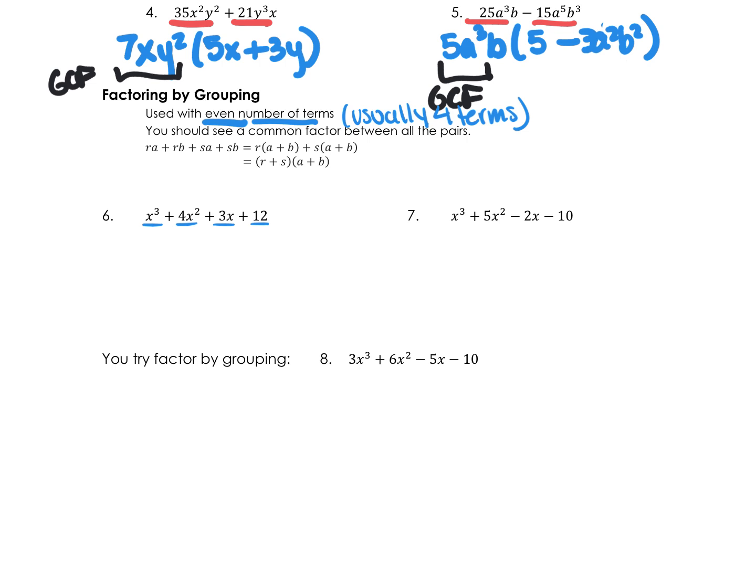Not the last one. The last one doesn't have an x in it, right? So there is no GCF here. There is no greatest common factor besides 1 because there's not a common factor for all 4 terms, okay? So check for that first. Then, if we still have 4 terms and no greatest common factor, we're going to use factoring by grouping.